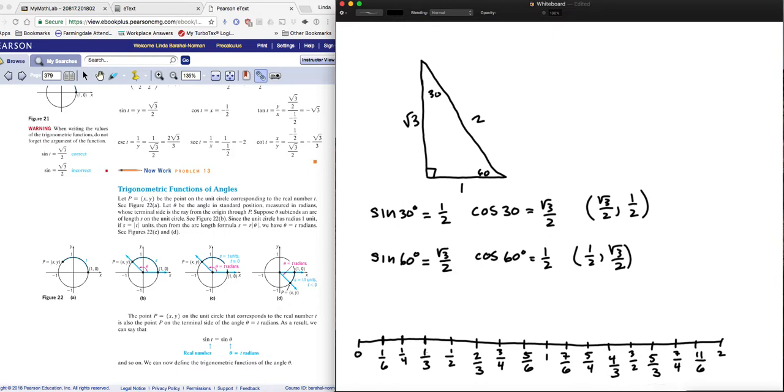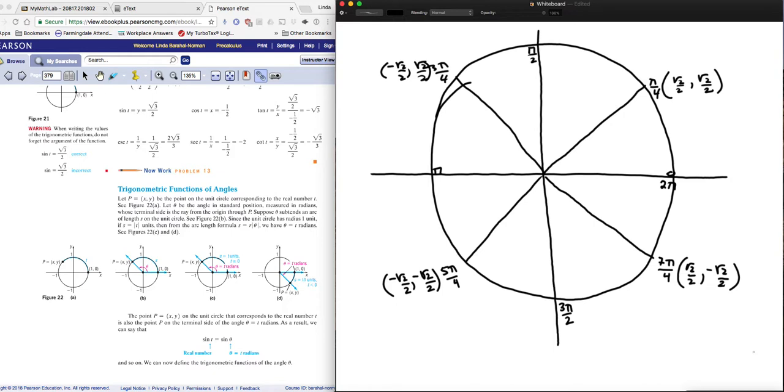And then if I come back down here now and look at my unit circle, basically what I just filled in was my 30-degree angle, which is pi/6, and my 60-degree angle, which is pi/3.